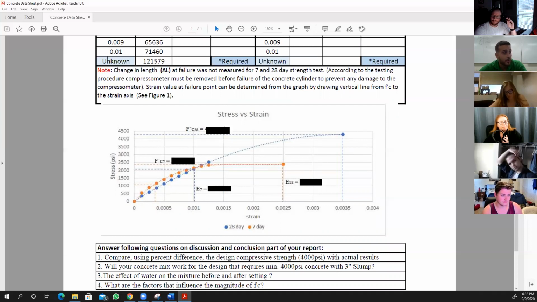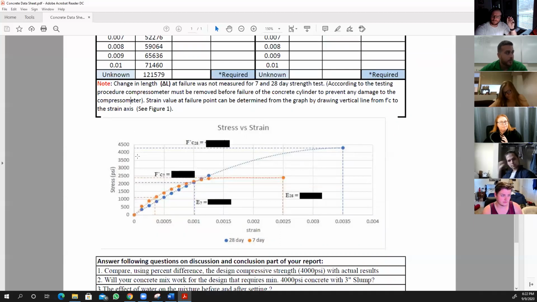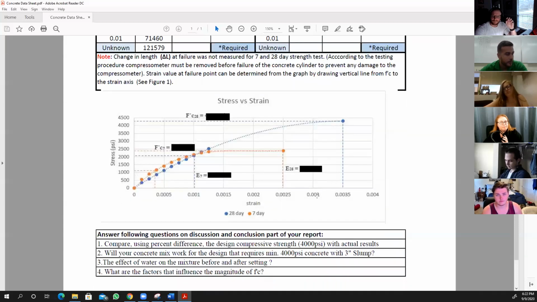You cannot graph it if you don't have one data point. One is missing, because you have the data for the y-axis. It is 4,200-something PSI, but you don't know what the value is here. So you cannot plot it, but you can manually plot it. We're going to get there, so don't freak out.